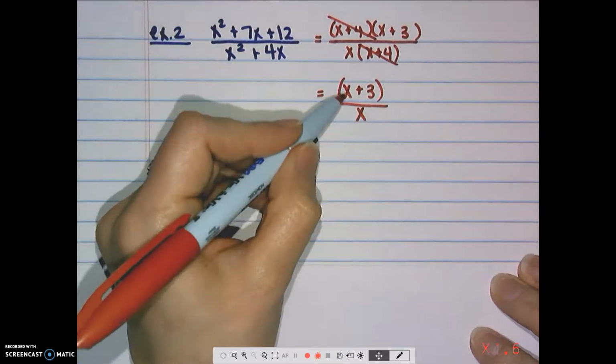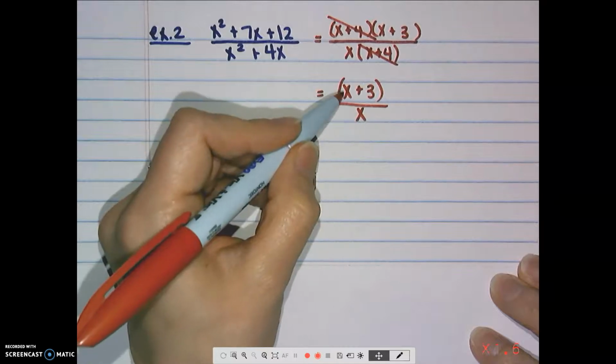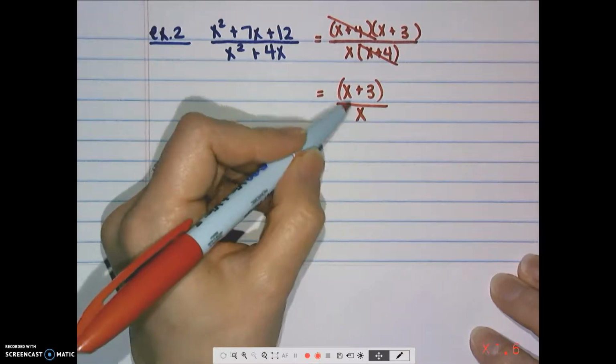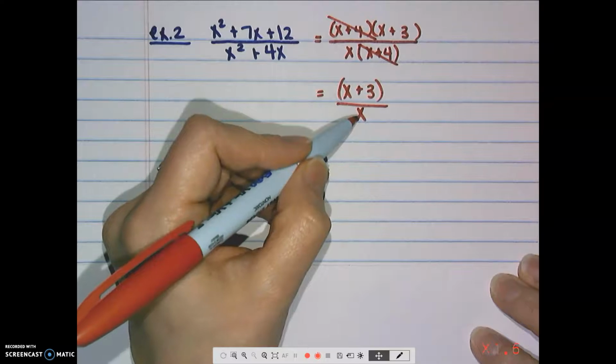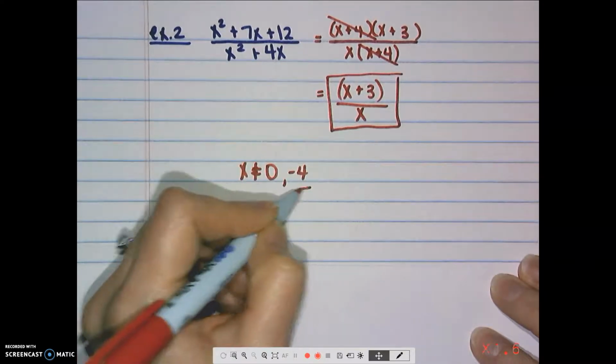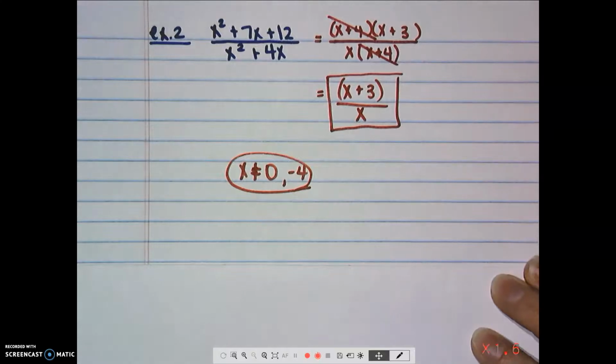These x's cannot cross off because this x is part of a binomial and this x is part of a monomial. Okay, so binomial and monomials cannot cross off with each other. So here's the simplified answer. Here are the restrictions. Let's look at one more.